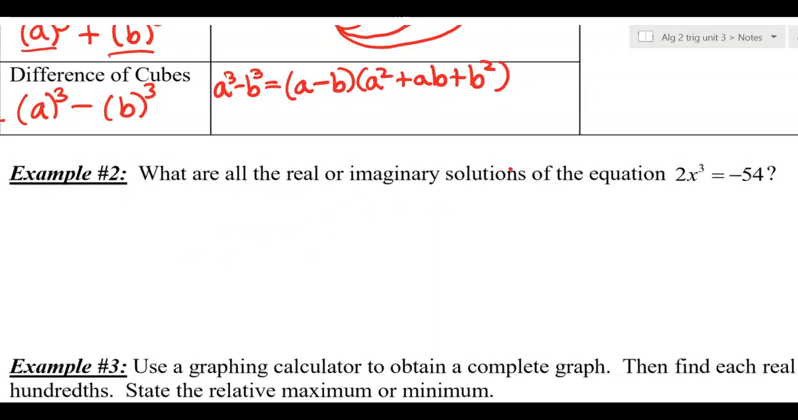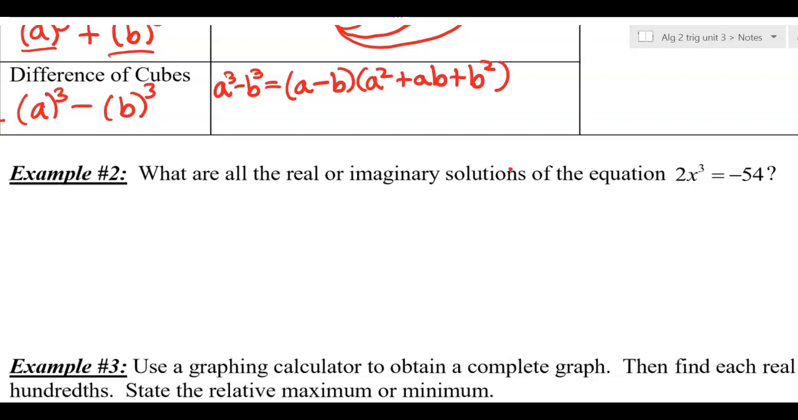All right. So how would we use it? If you look at example 2, see how it says 2x cubed equals negative 54, and we're supposed to solve it. Now, you could divide this by 2 and cube root it. If you did that, how many answers would you get? 54 divided by 2 is 27. And then you would take the cube root of negative 27 and you would get negative 3 as your answer. You'd get one answer.